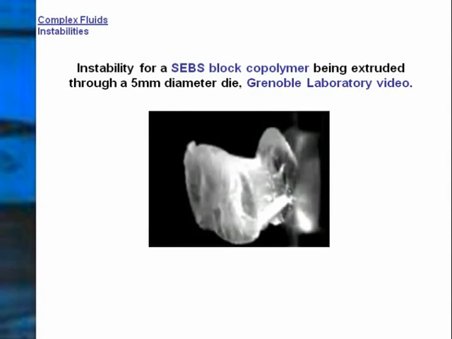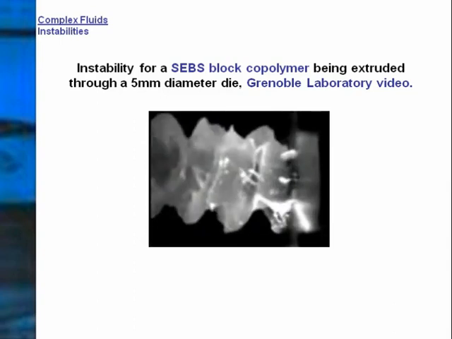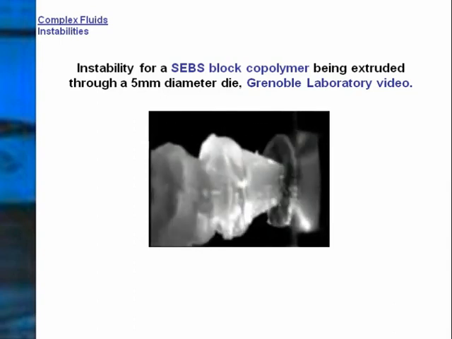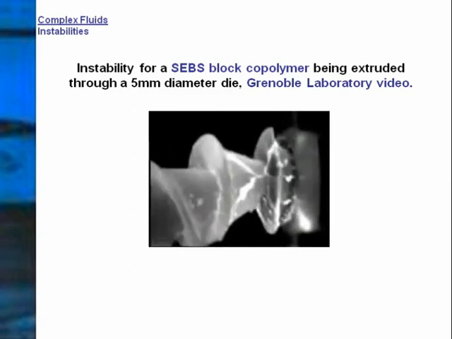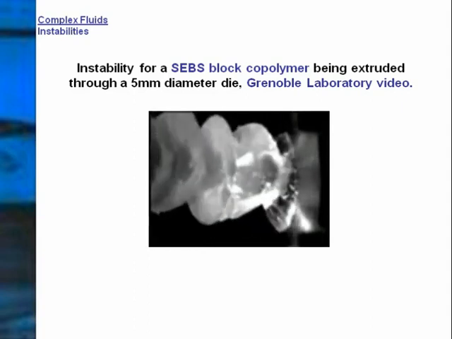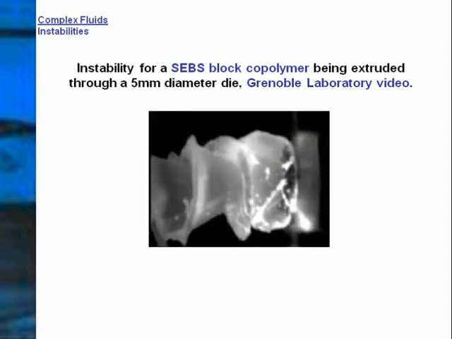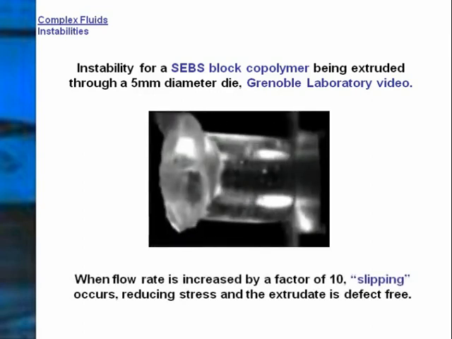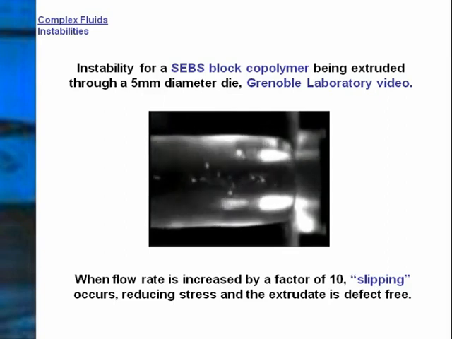Movies of these instabilities can often be visually attractive, and we show a fascinating instability for an SEBS block copolymer being extruded through a 5 mm diameter die. This was again obtained at the Grenoble laboratory. Interestingly, when the flow rate is increased by a factor of 10 in this particular case, slipping occurs, which reduces the stresses, and consequently the extrudate seems to be nearly defect-free.